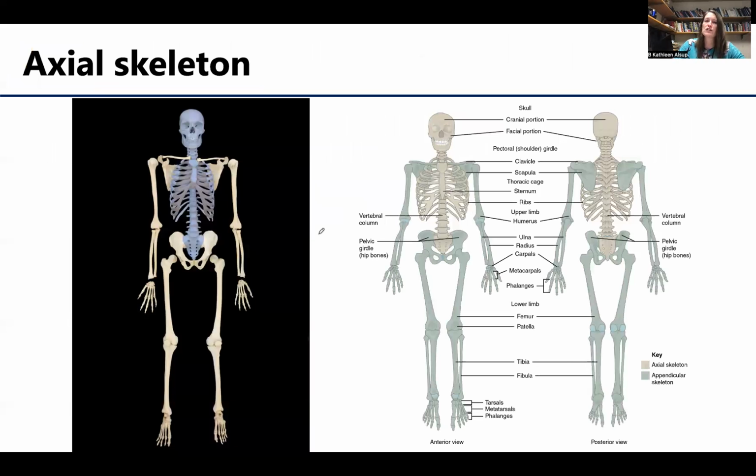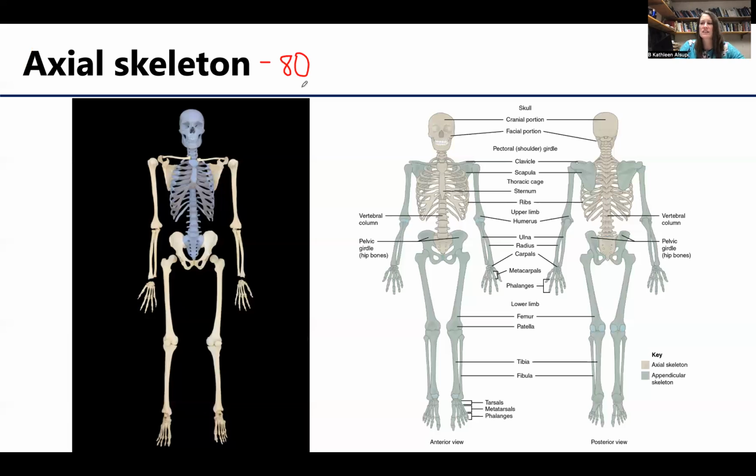All right, so we're going to start with the axial skeleton. We do that because there are fewer bones associated with the axial skeleton. We have a mere 80 bones associated with the adult axial skeleton. Don't worry so much about memorizing the number, but do realize that there are fewer here.